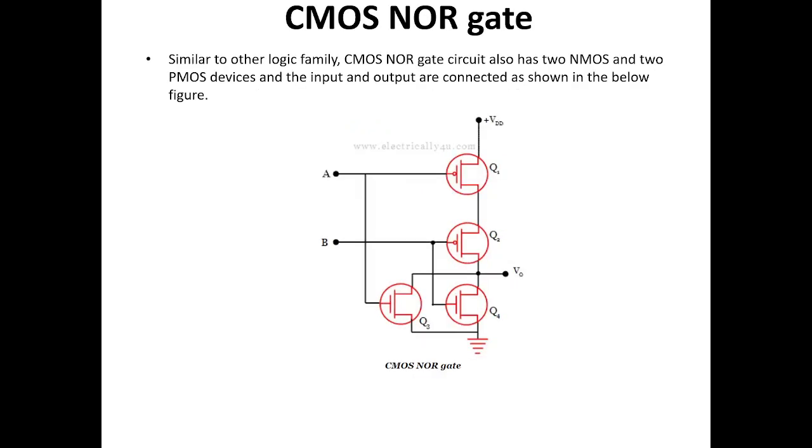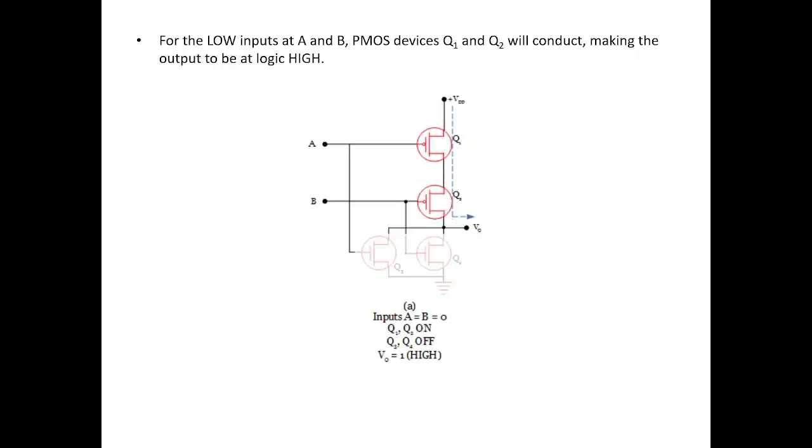Next we will see lastly the CMOS NOR gate. Similar to other logic families, the CMOS NOR gate has also two NMOS and two PMOS, and the input and output are connected as shown in the figure. So here also for the two inputs, if A and B are held low, then two PMOS devices will conduct, making the output to be the logic high.